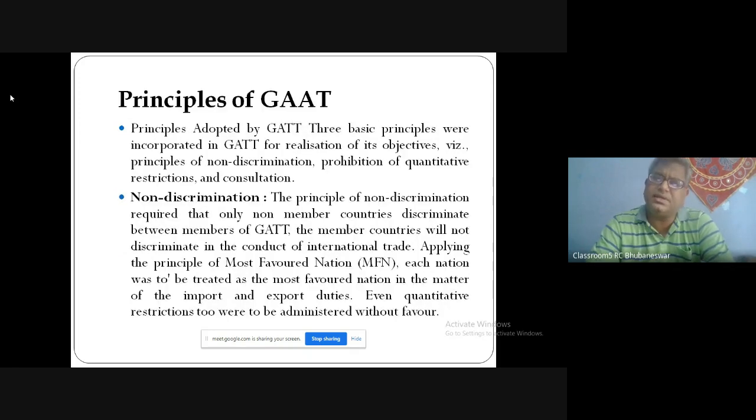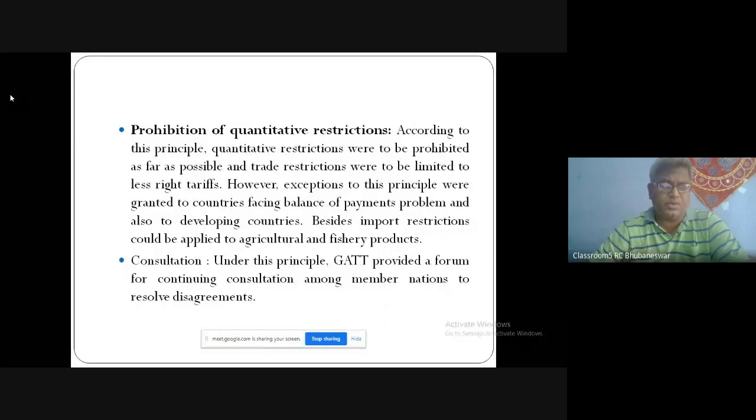But there are some principles of GATT. What are these principles? The basic principle is non-discrimination among the most favored nations, MFN, or other countries, favored nations or non-favored nations. Some quantitative restrictions are also administered without favor. Another one is the prohibition of quantitative restrictions.